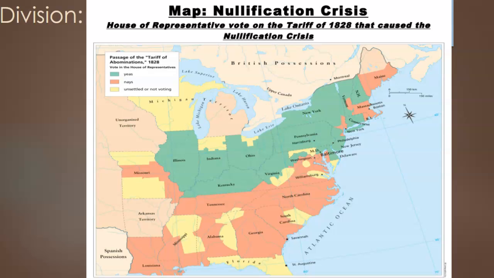The ones that are green are the ones that had their House of Representatives vote yes on the tariff. Red is no, and yellow is that they chose not to vote or there weren't enough people living in that area to have a House of Representatives.